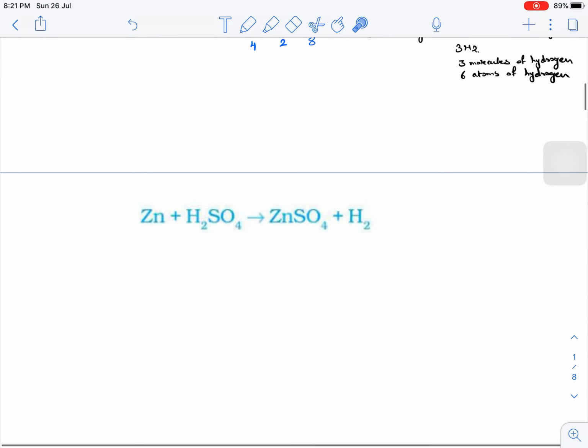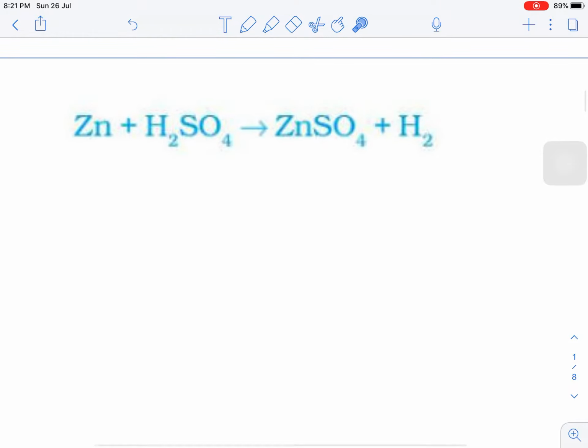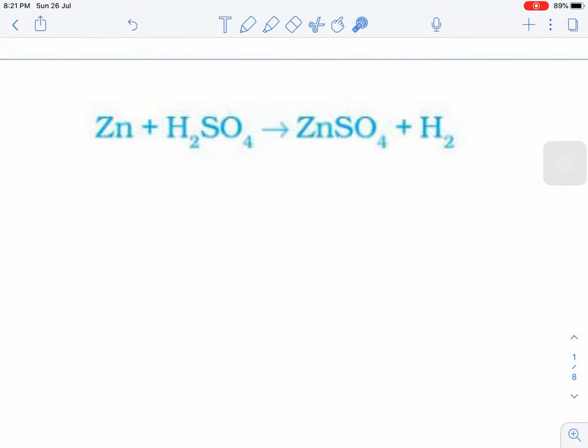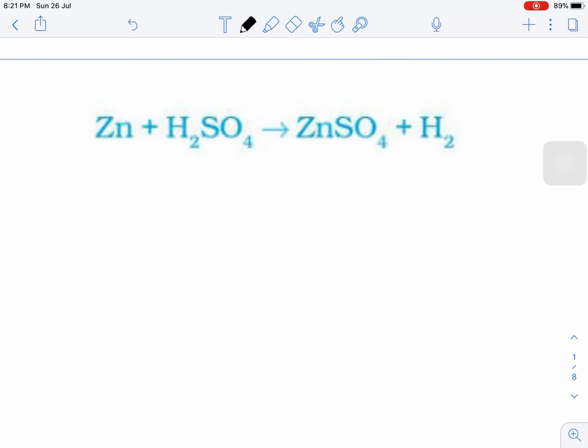Now here we have an example. This is an unbalanced reaction, we have to check whether it is balanced or not. First, initially you have to write what are the actual number of atoms present in it. So here Zn means zinc, there is no prefix, no suffix, so we will write here 1, that is 1 atom of zinc is present.